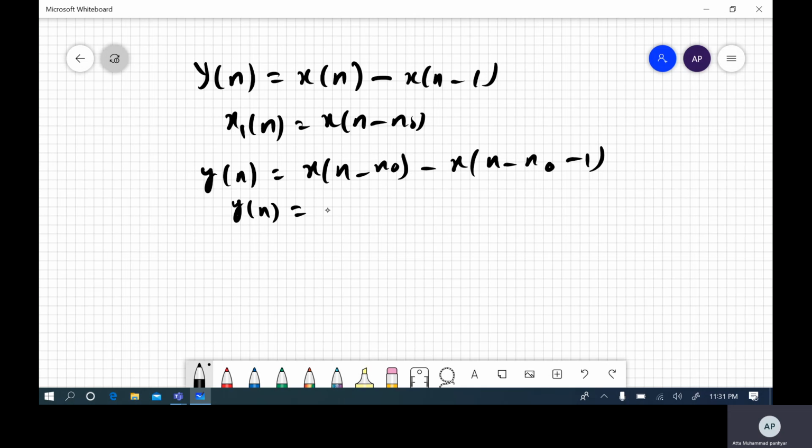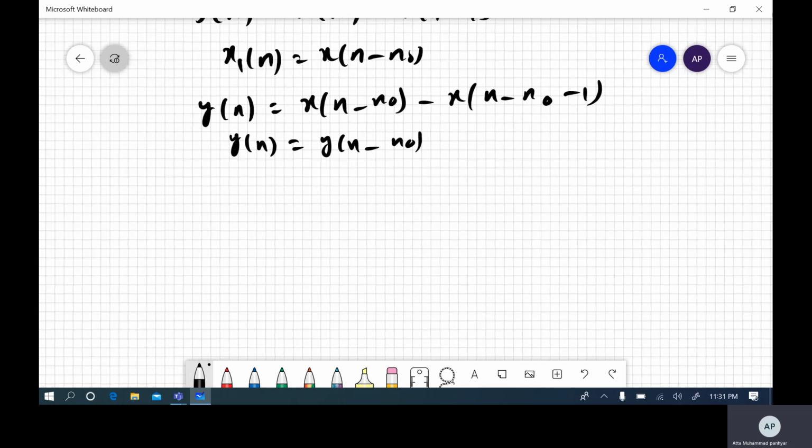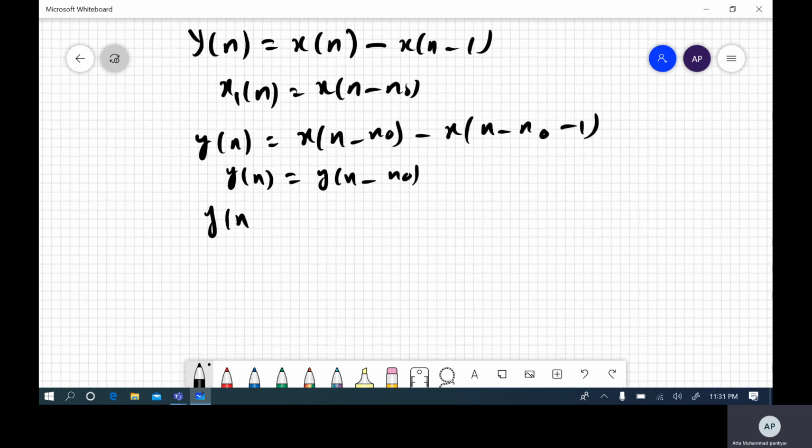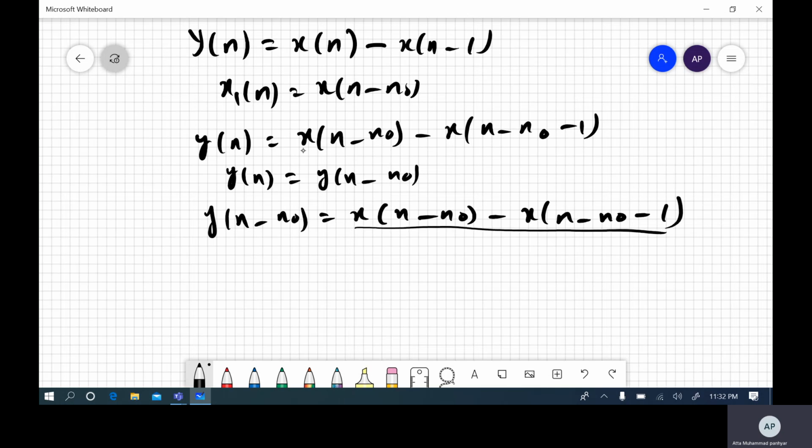For example, y of n minus n naught. Let's see what would be the result. The result must be y of n minus n naught is equal to x of n minus n naught minus x of n minus n naught minus 1, right? So these two values are the same. That means the properties of the system do not change. So this is a time invariant system.